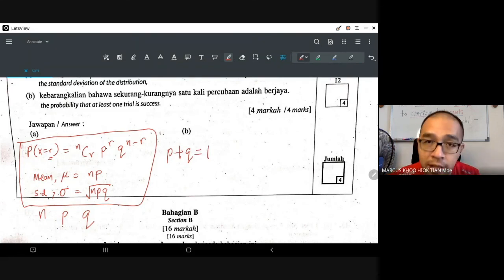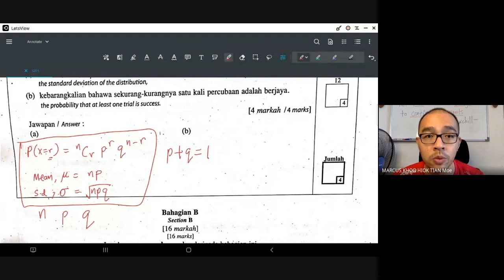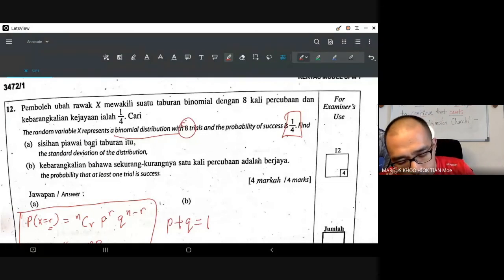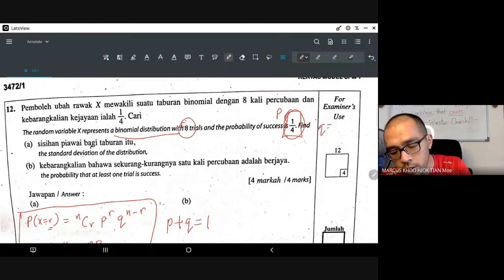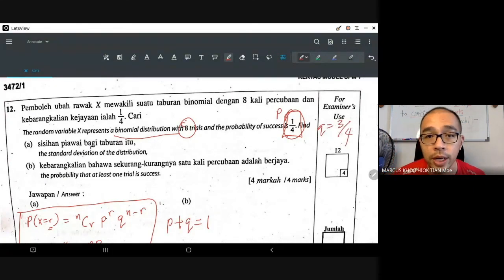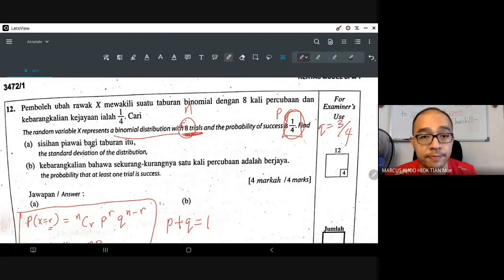If you have the value of p, you can calculate the value of q. Jangan menunggu nilai q itu jatuh daripada langit kepada kamu. Okay, kamu boleh kira sendiri itu. You can count the probability of success. Okay, so they say the probability of success is 1/4. This is p. Immediately you will know q is equals to 3/4. Okay, immediately. Tak payah fikir. Okay, 8 kali cubaan. This is our n.